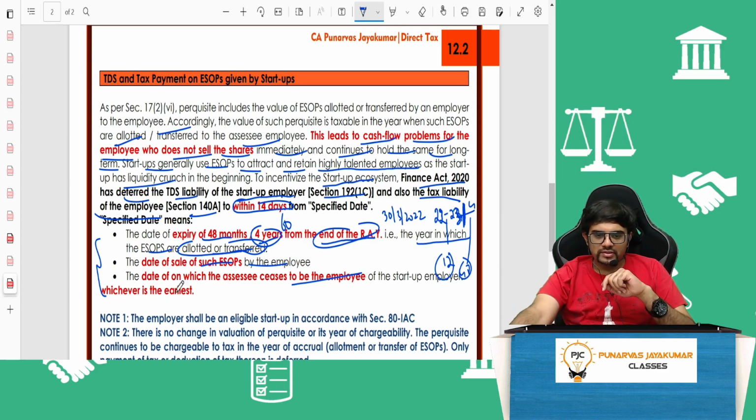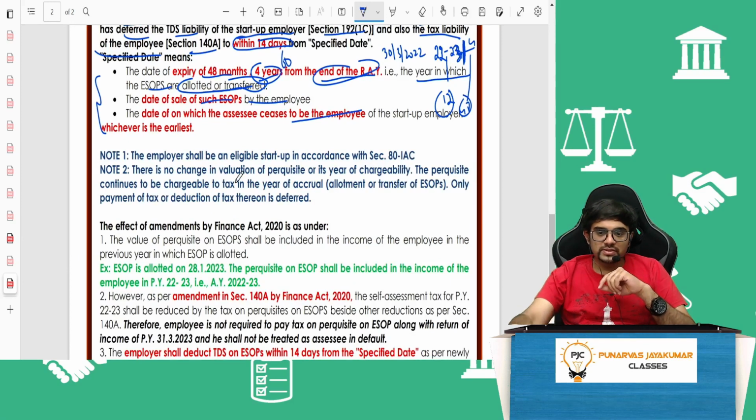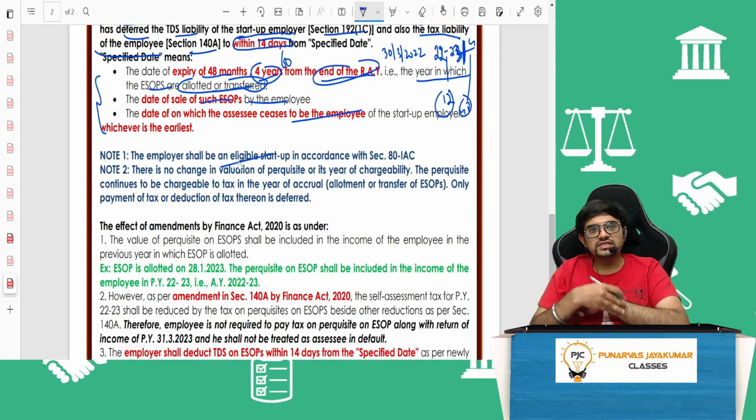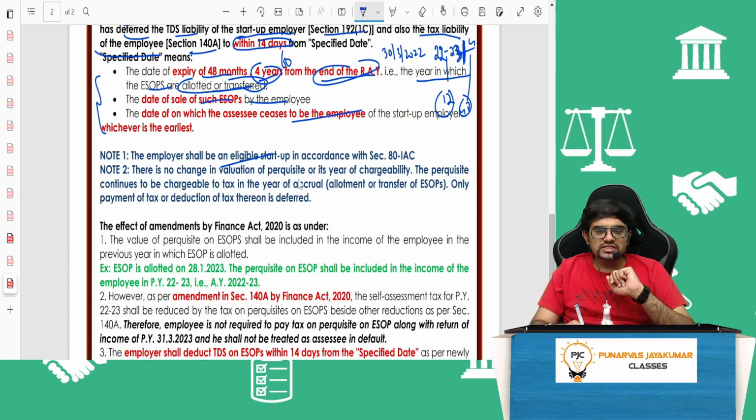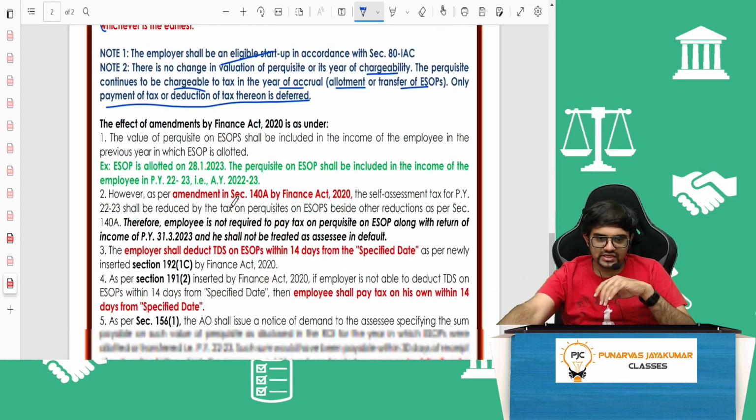Note 1, the employer shall be an eligible startup in accordance with section 80-IAC. We have seen this that time. There is no change in the value of perquisite in the year of chargeability. That is, the perquisite continues to be chargeable in the year of accrual, allotment. Only payment of tax is deferred. Chargeability will continue, payment is deferred, that's all. The effects are as under.